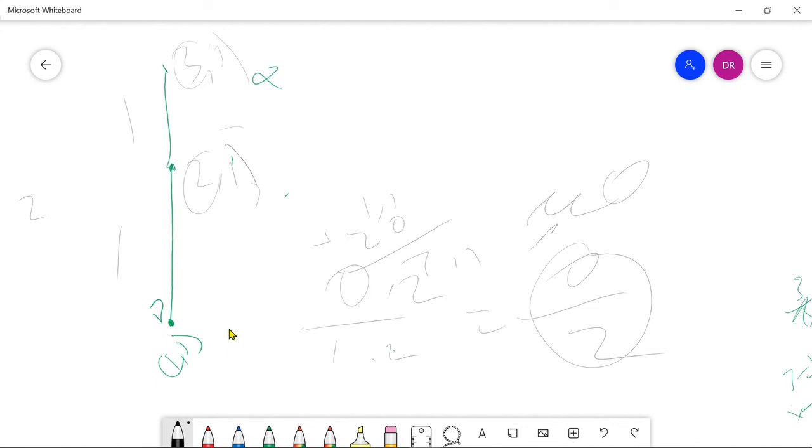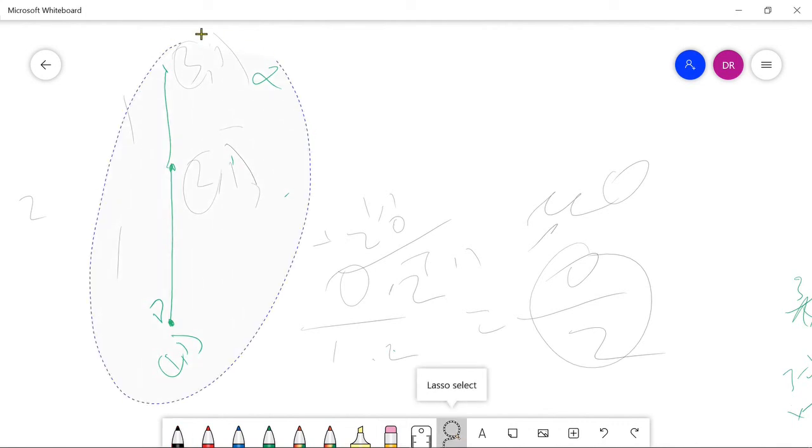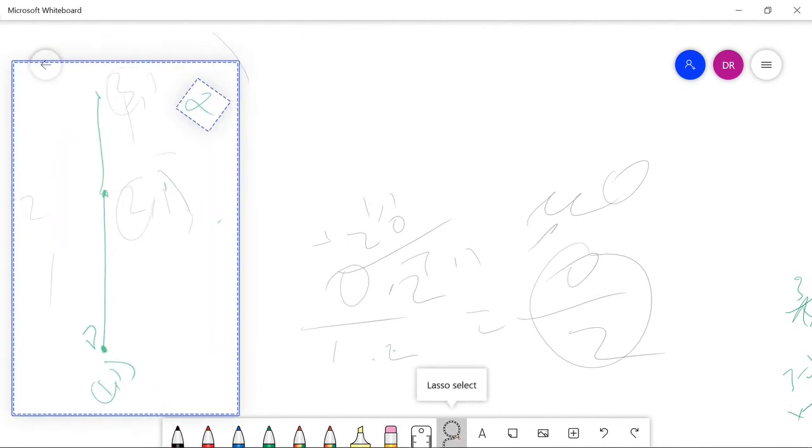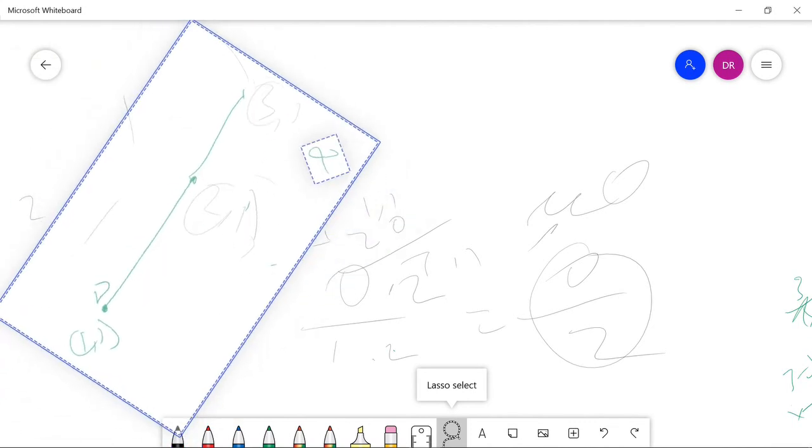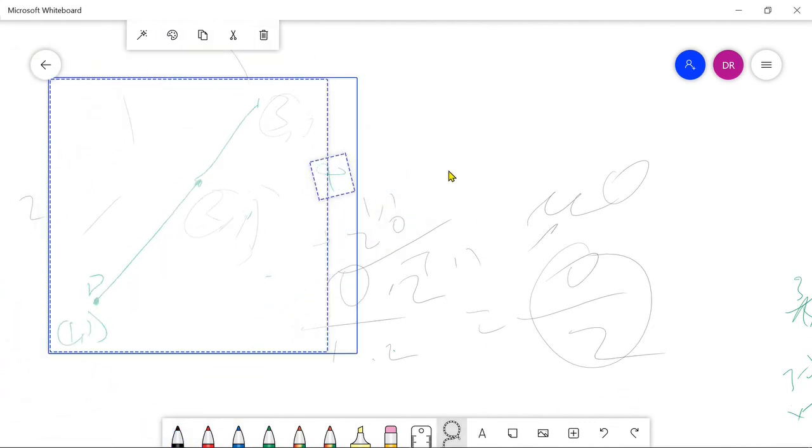That seems about it. If I were to make this diagram actually accurate, I would have to make it like that. Sorry about the inaccurate diagrams.